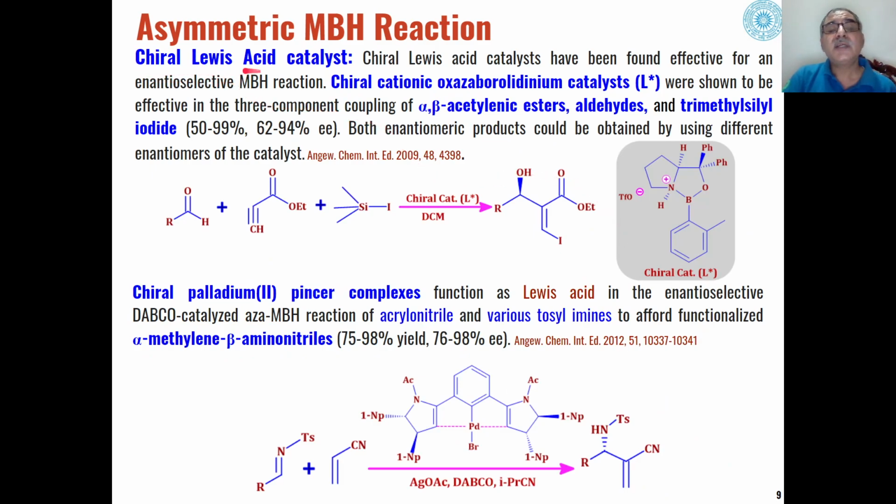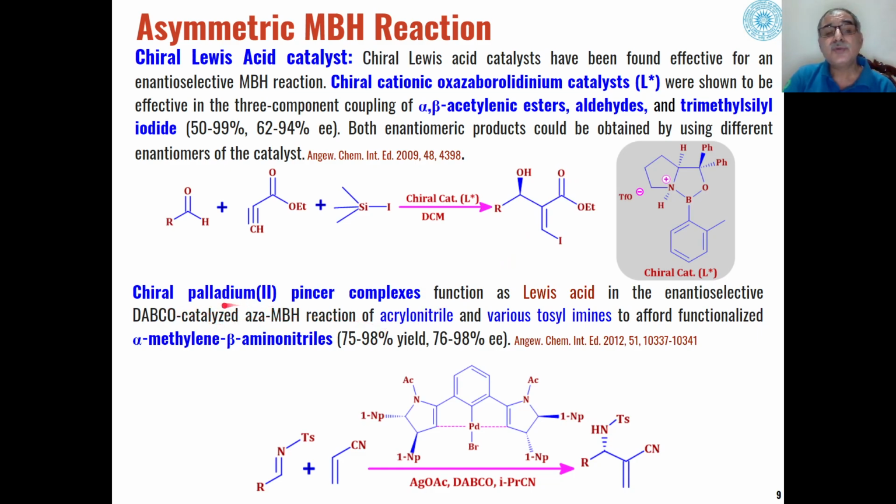Then the third category is chiral Lewis acid catalysts. So these types of Lewis acids can act as catalyst for asymmetric Baylis-Hillman reactions, which involve aldehydes and alpha beta unsaturated ketones, where unsaturation is due to a carbon-carbon triple bond. And these, in the presence of trimethylsilyl iodide and a chiral boron based catalyst, convert these reactants into selective product formation through MBH reactions.